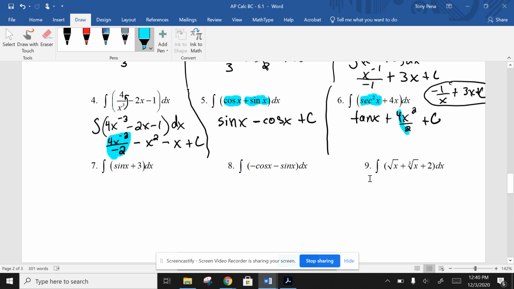All right, do 7 and 8 real quick. Yeah, those are the last couple that I have on here. And the only reason I want you to do those is it's really easy to make the little positives and negatives error when we're dealing with the sines and cosines. So just do 7 and 8 real quick. Make sure we keep our signs straight.